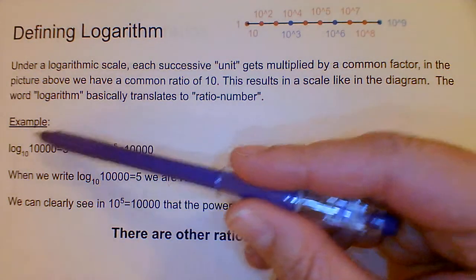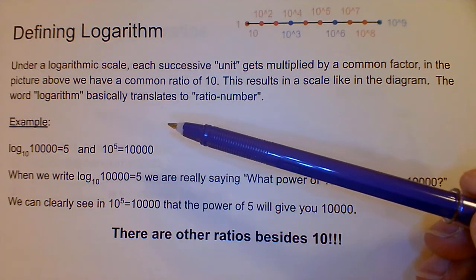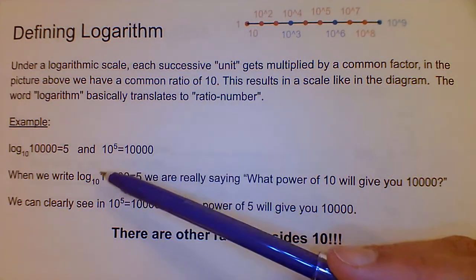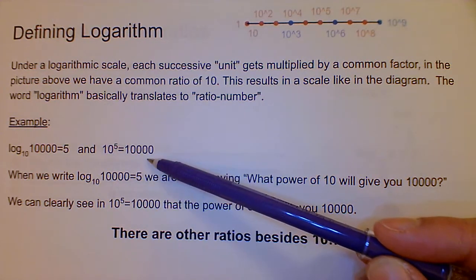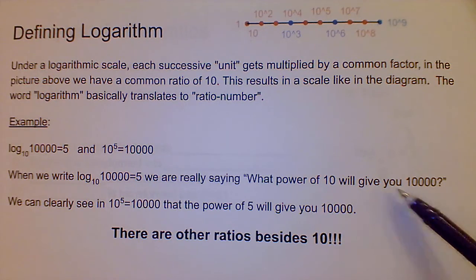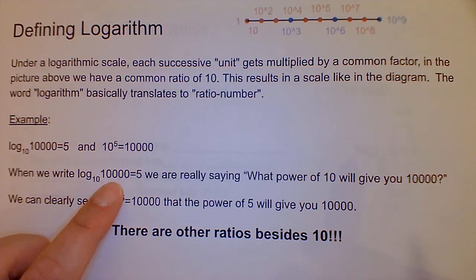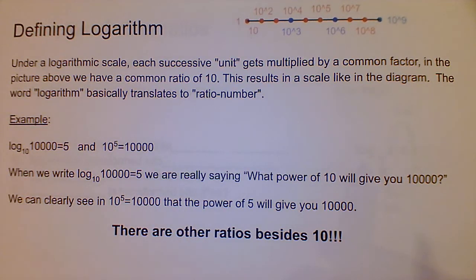Here we have an example. We have log base 10 of 10,000 equals 5. That really represents, if we inverse the log, 10 to the fifth equals 10,000. When we write log base 10 of 10,000 equals 5, we are really saying what power of 10 will give you 10,000. We can clearly see that 10 to the fifth equals 10,000. That power of 5 will give you 10,000. There are other ratios besides 10, and that's what we're going to be looking at today.